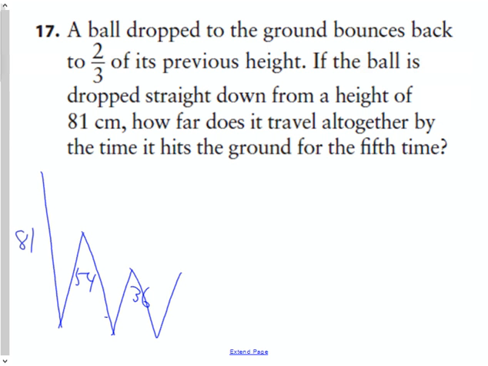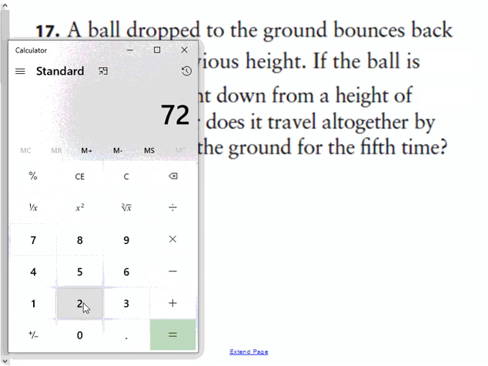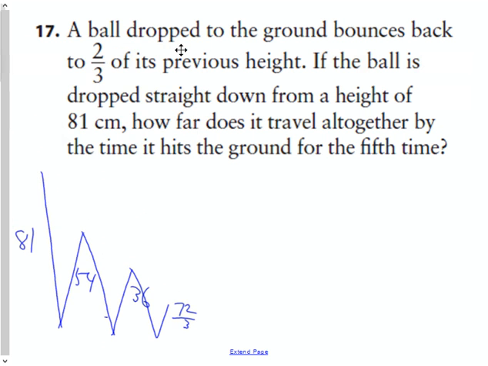Comes back up. Oh, we didn't go that far. It goes 2/3 of 36. How many thirds would it have bounced? It would be 72 thirds, which if I take my calculator and go 72 divided by 3, 24 centimeters. Then it bounces again. 2/3 of 24 is 48 thirds, which is 16.